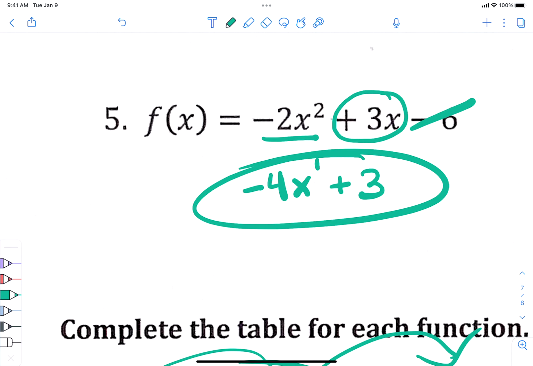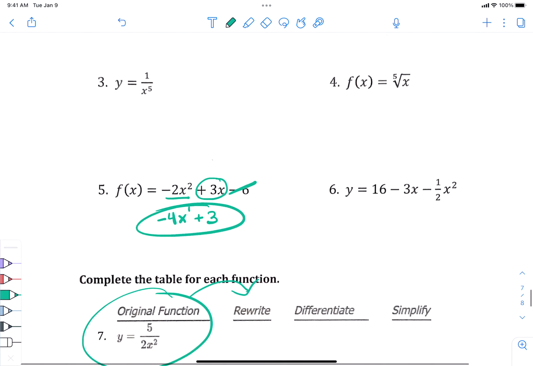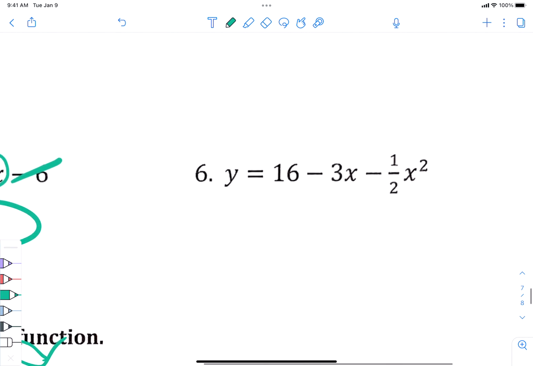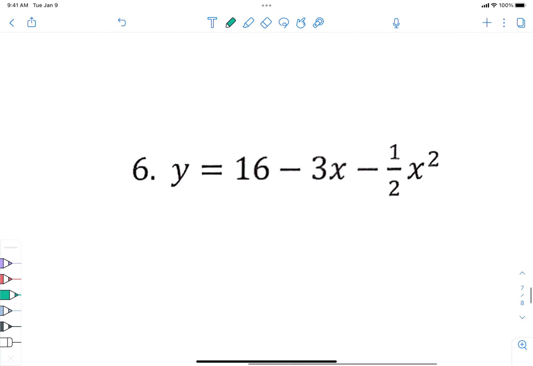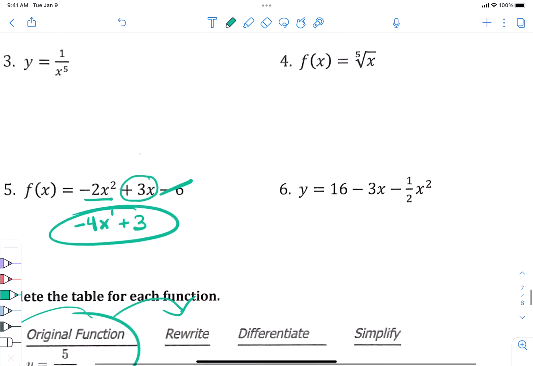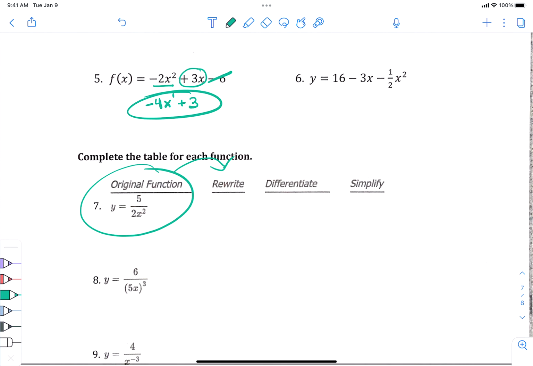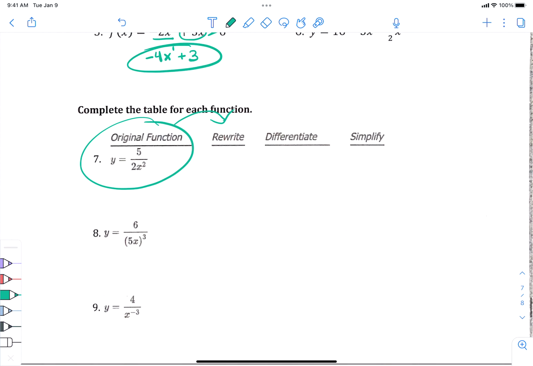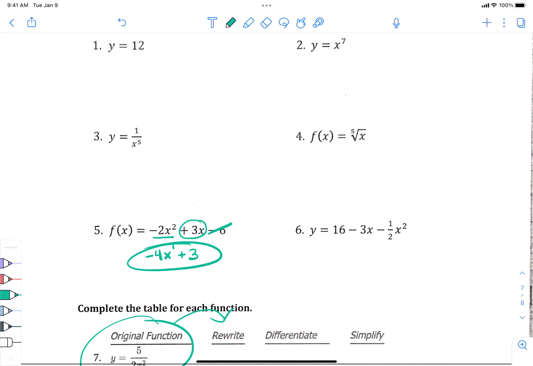That's all. Okay? Wait, but what about the negative 1/2? You don't have to rearrange it. So negative 1/2 times 2 is 1. This is negative 1 x to the first power. Okay. Very nice. It'll take a little bit more practice before you get the hang of it, but yes, that's what we've got.